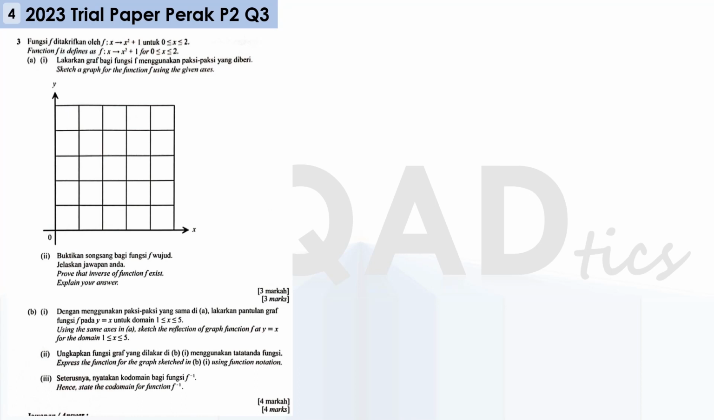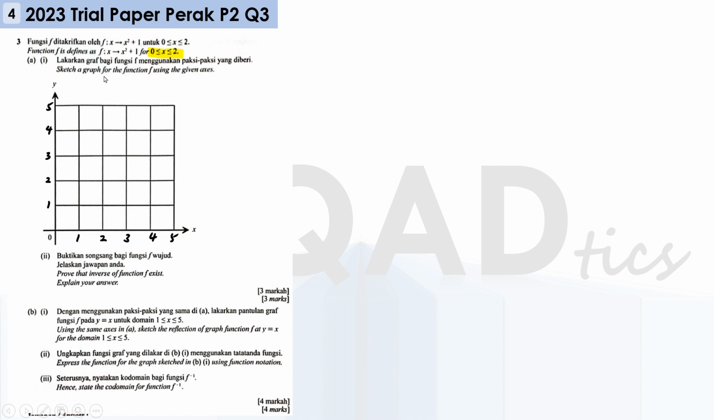And the fourth question taken from last year's trial paper, Perak paper 2, and here we have a function f and the domain is 0 to 2. Alright, so for part A1 we need to sketch a graph for the function f using this graph. So let me use a scale for 1 unit for one box for both axes. So now we need to sketch the graph.